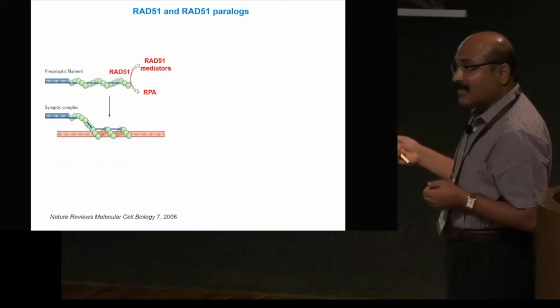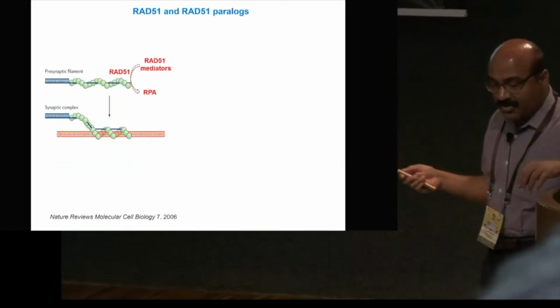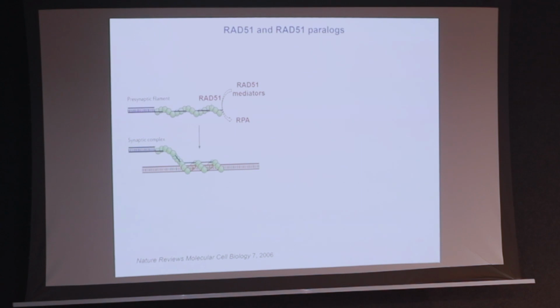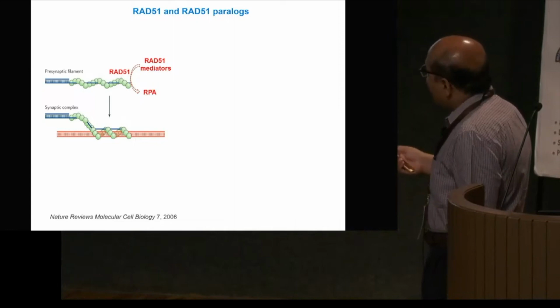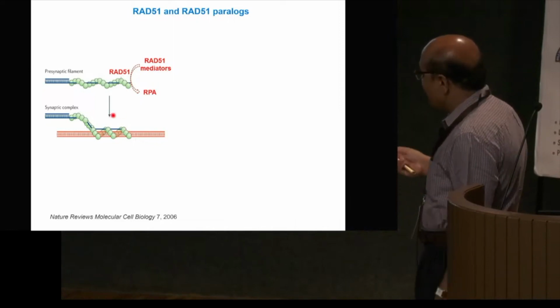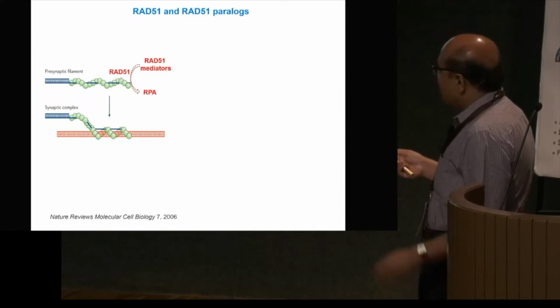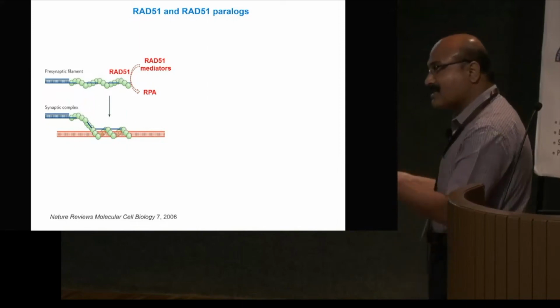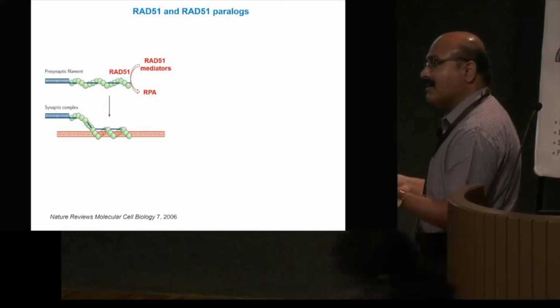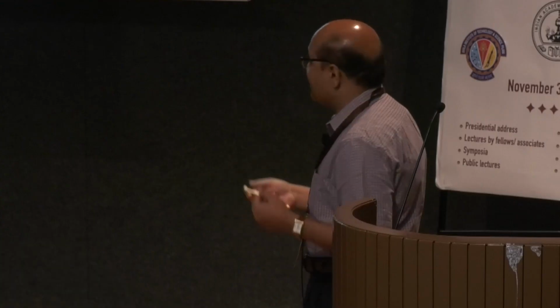RAD51 is the central key player in the homologous recombination mediated repair of the DSBs, which polymerizes onto the single-strand DNA to form a nucleoprotein filament, which searches for the homology, invades the homologous duplex DNA, and then initiates the homologous recombination. But RAD51 filament formation is rather inefficient in the cell because there is the RPA protein, a single-strand DNA binding protein, which binds to the single-strand DNA with a higher affinity and is also present abundantly in the cell.